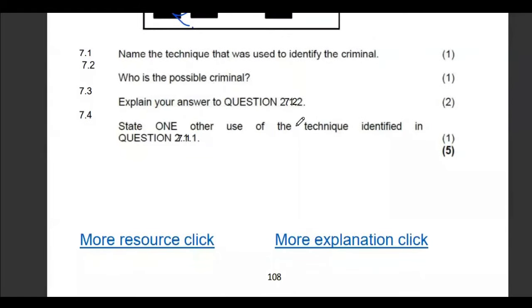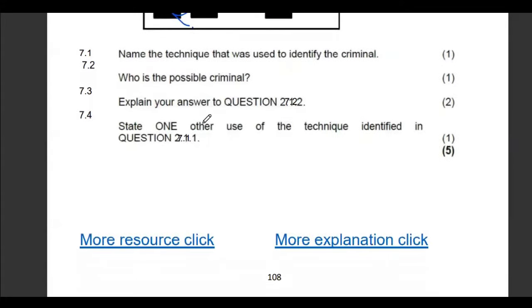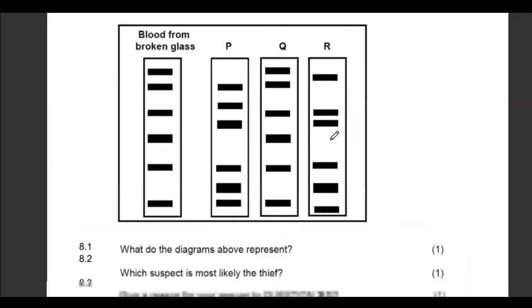State one other use of the DNA technique identified in the question above, meaning DNA profiling. What is it used for? It can be used to identify relatives. They have talked about criminalism, so you don't talk about that anymore. So talk about the identification of the perfect organ donor. You can talk about lost relatives. You can talk about diagnosis of inherited diseases. So there are so many uses when you are dealing with DNA profiling.